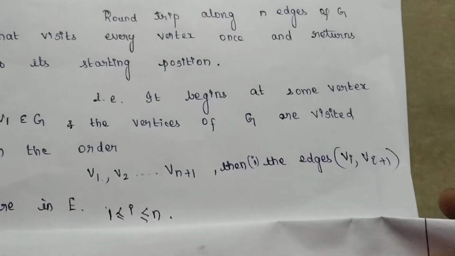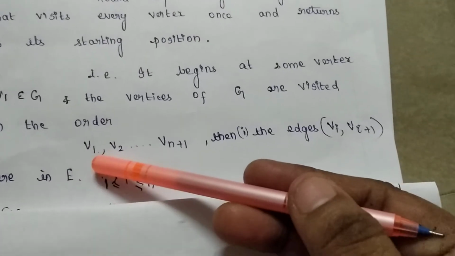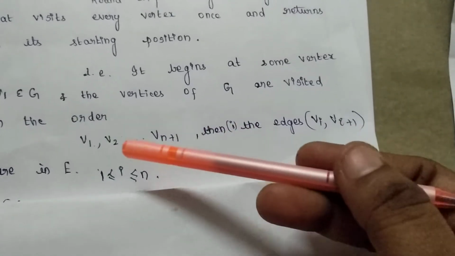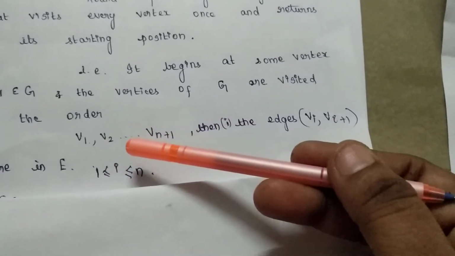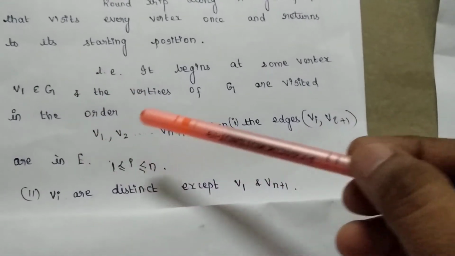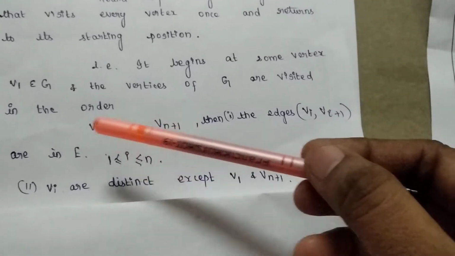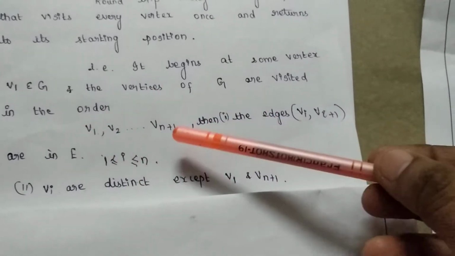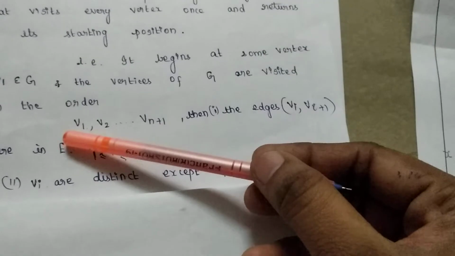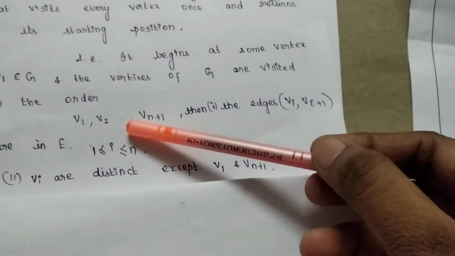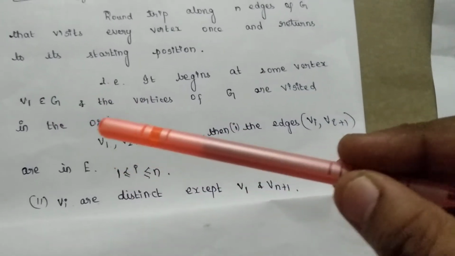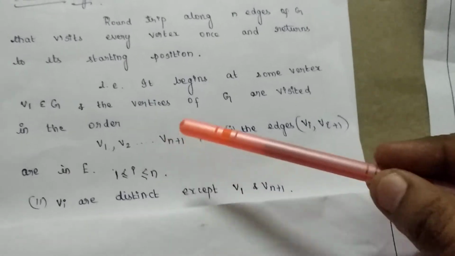Then there are two constraints we have to check. One is there should be an edge from V1 to V2. Similarly, V2 to V3. That means for every vertex Vi, there should be an edge to Vi plus 1. And the vertices V2 to Vn should be distinct. That means the starting vertex V1 and the end vertex Vn plus 1 should both be V1. Only this V1 should occur twice. All the remaining vertices should be distinct. That means it has to start from one vertex, visit all vertices and return back to V1.